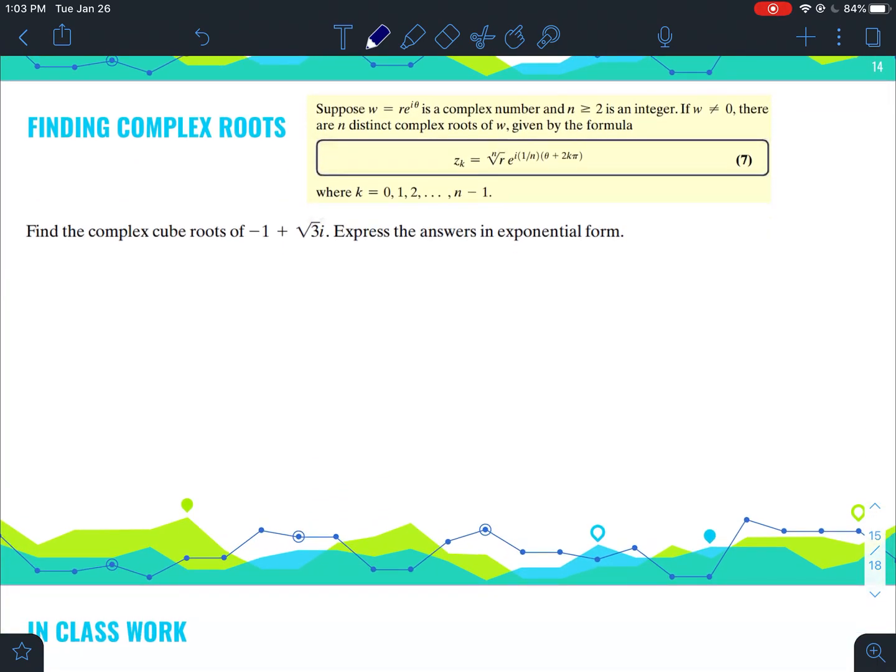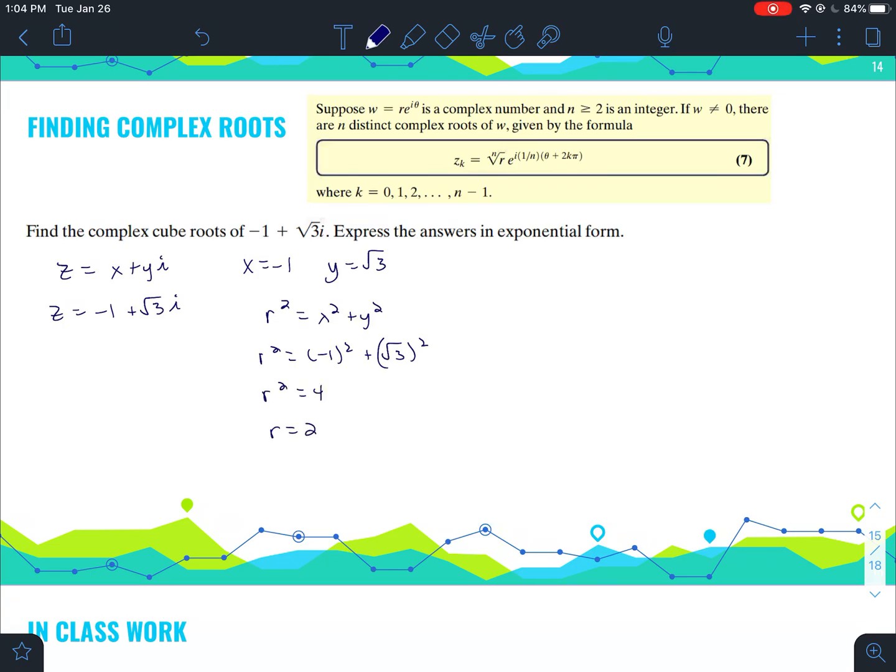Finding complex roots. So what if we want to find the complex roots of -1 plus the square root of 3 times i and express it in exponential form? All right, well, to put this in exponential form, we've got to find our r. So x is -1, y is square root 3, because remember z equals x plus yi, and we have z equals -1 plus the square root of 3i. So this is going to be r squared equals x squared plus y squared. So r squared is going to equal -1 squared plus the square root of 3 squared. So r squared is going to equal 4, so r is 2.